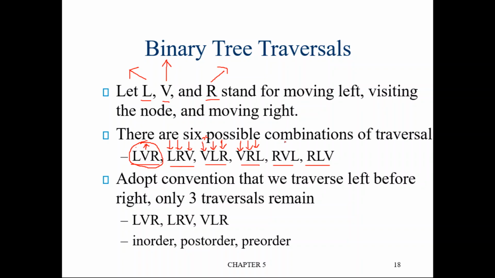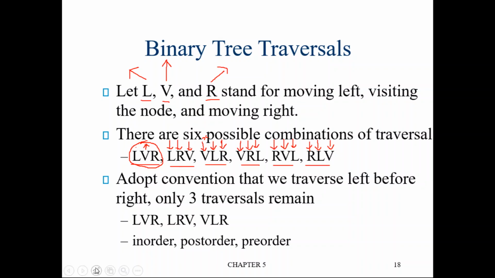RVL means for a given node X, first visit its right child, then visit that particular node, then visit its left child. RLV means first visit the right child of node X, then visit the left child of node X, then visit that particular node, that is the node X.